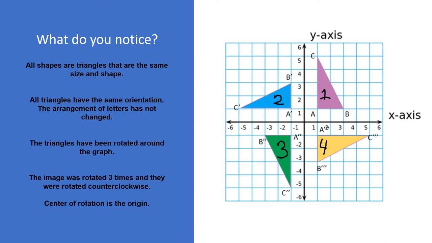And you may have also noticed some things about how the triangles are named. So we have triangle ABC, and if you notice in the second quadrant, we have triangle A prime, B prime, C prime. In the third quadrant, we would read this as A double prime, B double prime, C double prime, because that's the second time it was rotated. And in the fourth quadrant, we actually have A triple prime, B triple prime, and C triple prime, which would indicate that fourth triangle was the third rotation from the first triangle, which was the pre-image.